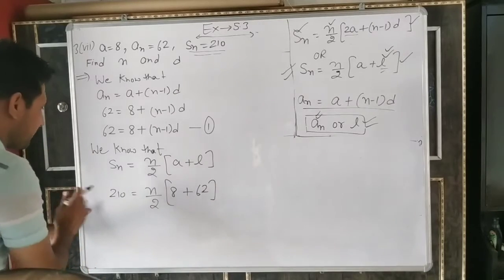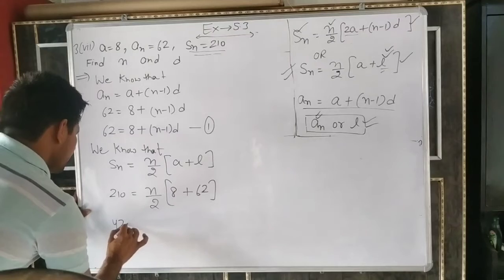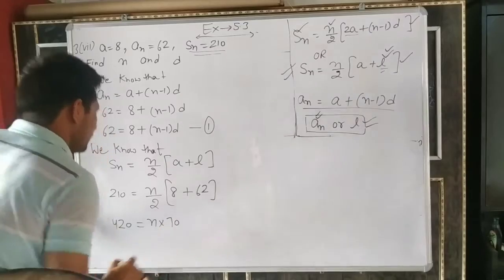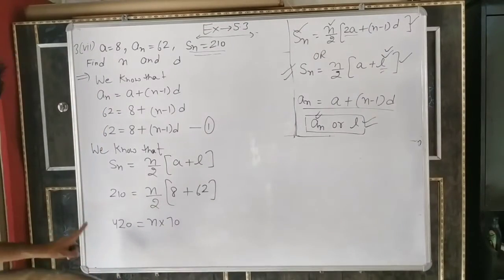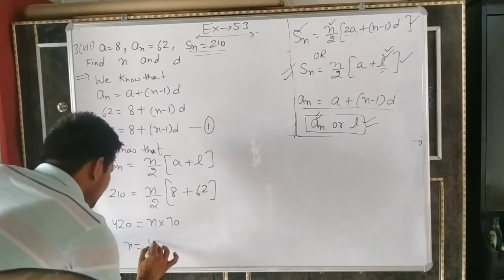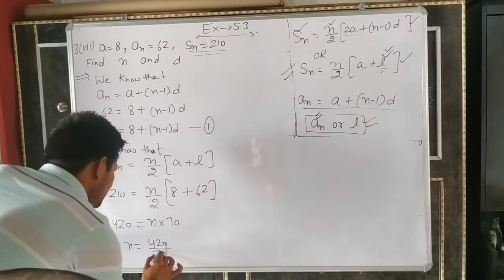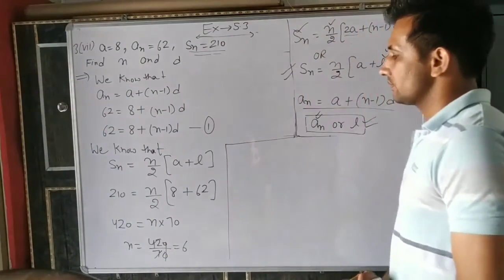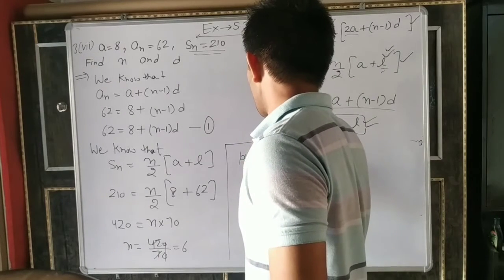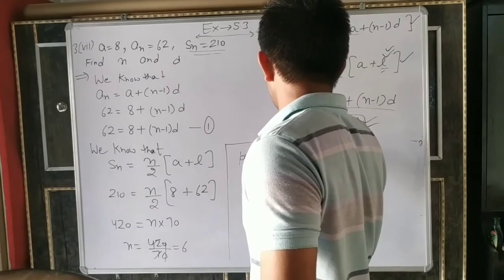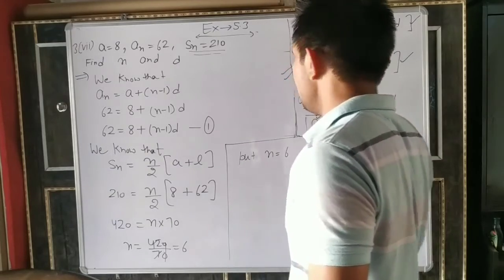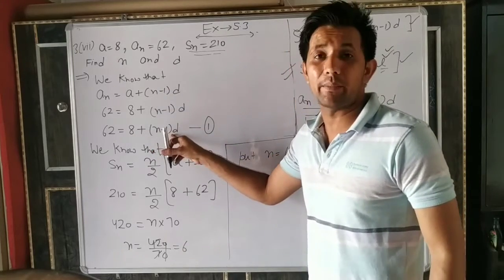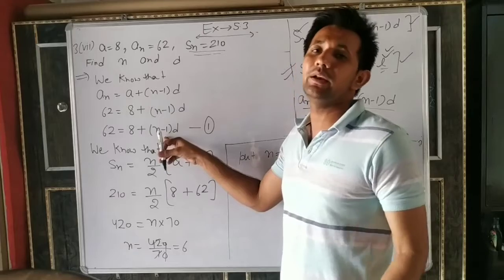Now 2 is here, divide on the other side. Multiply 210 into 2, 420 equal to n. 8 plus 62, 70. We want to find the n value. 70 on the other side, divide. So n equal to 420 divided by 70. So how much is n? n equal to 6. The n value is 6. So put n equal to 6 in equation 1, because n we wanted to find, it is 6. We want to find d also. Here there are two variables, so if we put the n value in equation 1, we can find d easily.